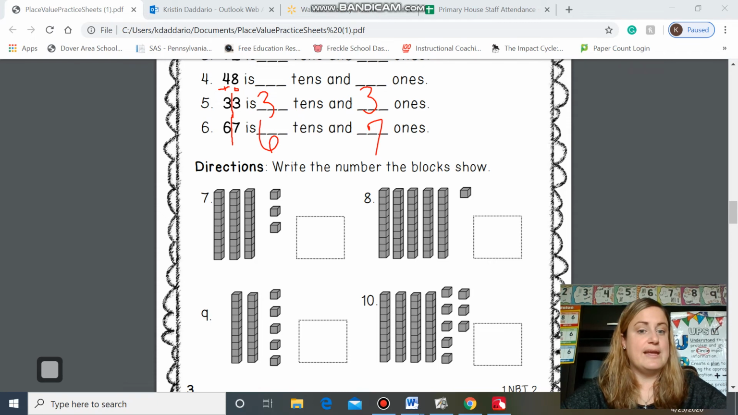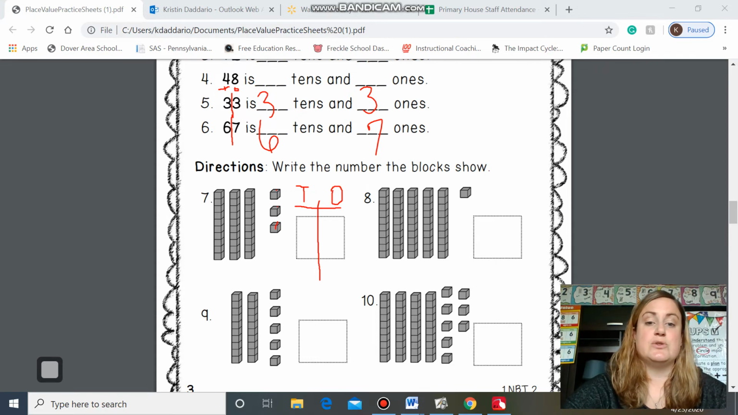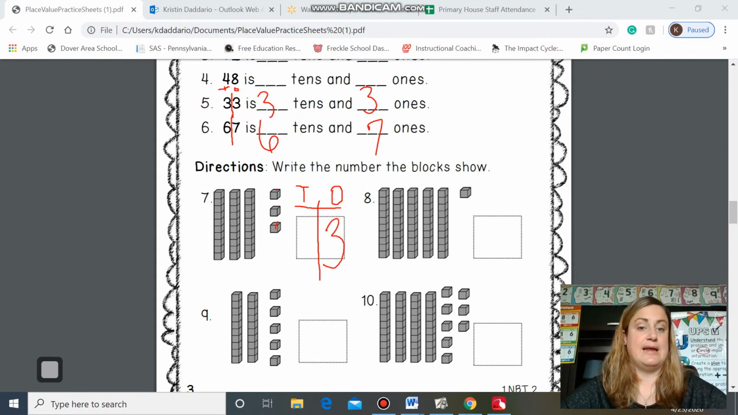Excellent. Now they gave us the tens and ones blocks. They want us to tell what number this makes. And there's 2 ways to show this. We could count and then write the number, or we could look at how many tens and ones we see. So a T for tens, an O for ones. If I look here, I have 1, 2, 3 ones. So I would put a 3 in my ones place, and I have 1, 2, 3 tens. I would put a 3 in my tens place. So my number is 33.